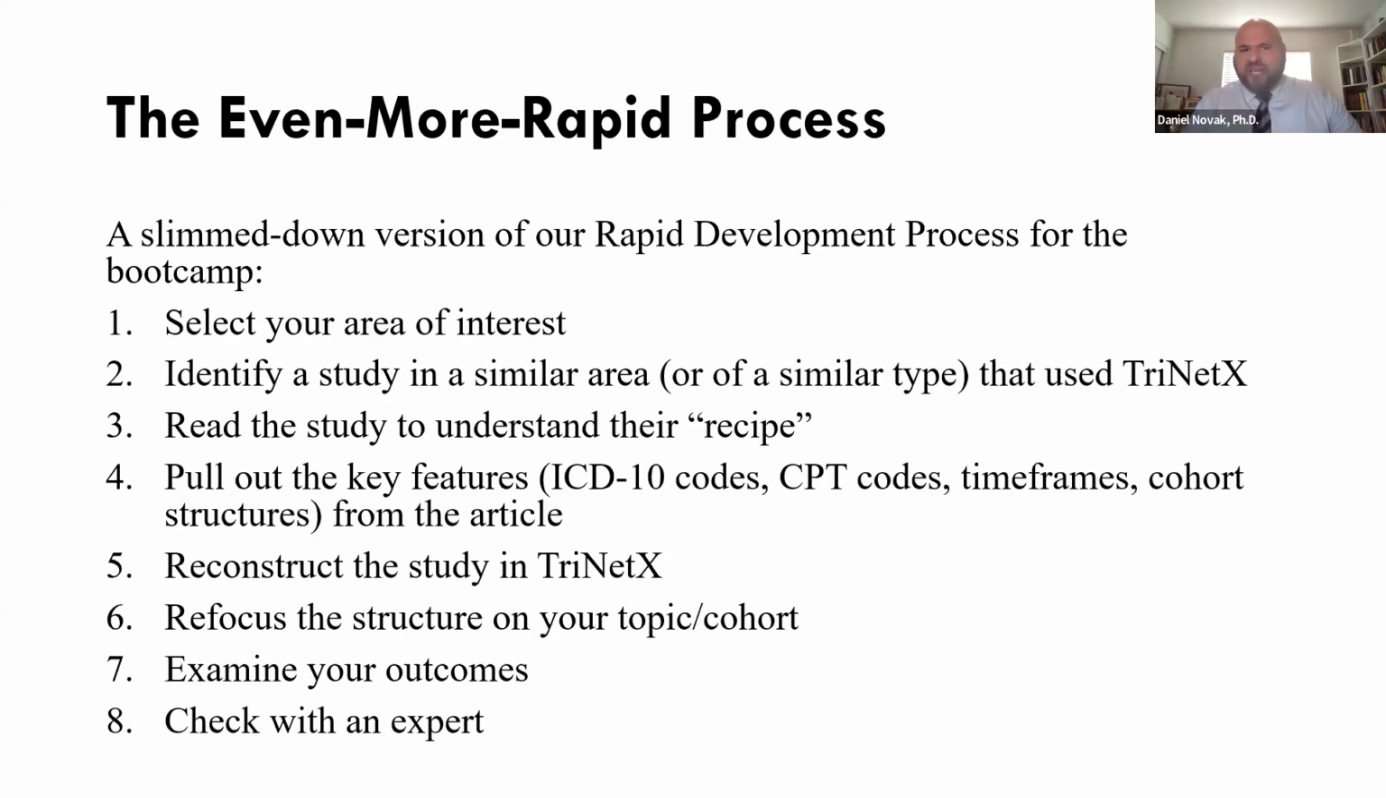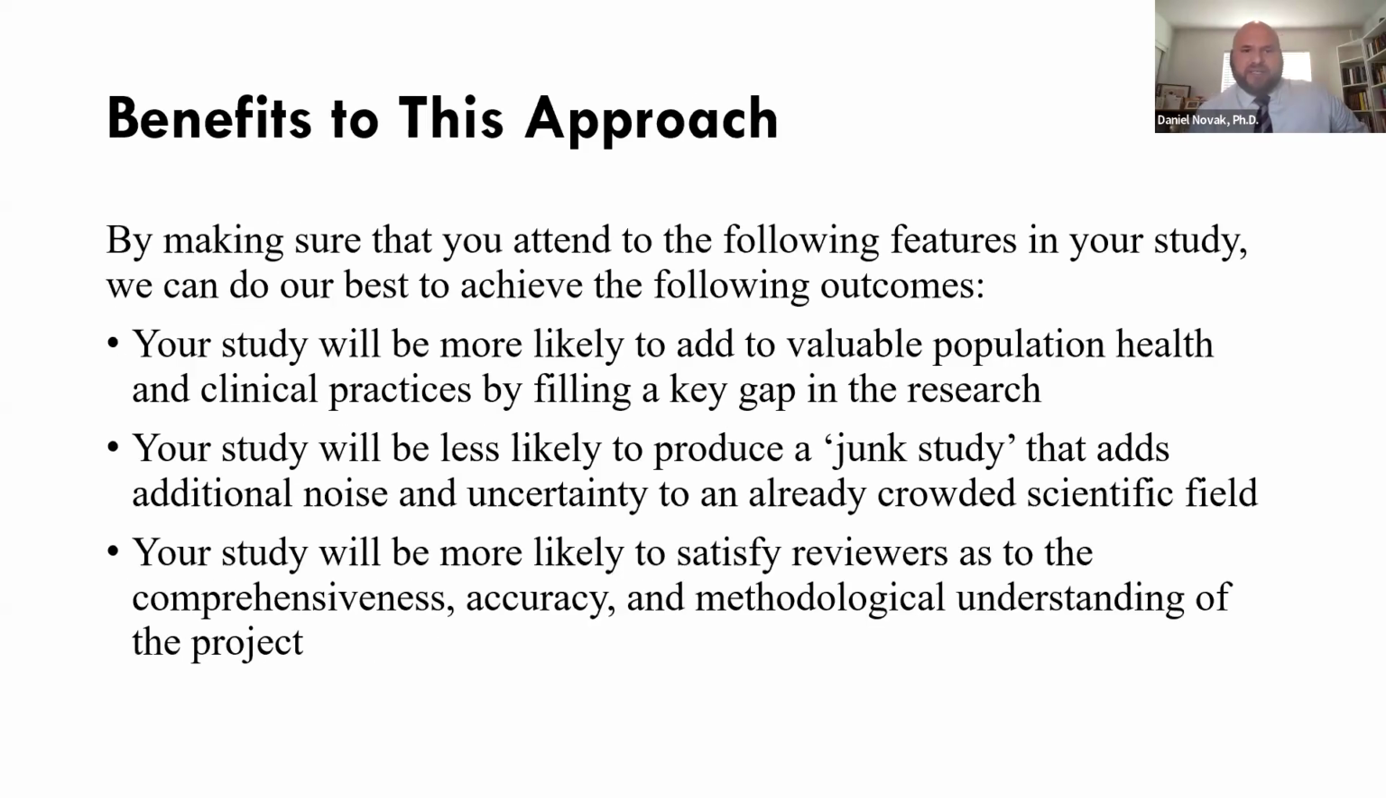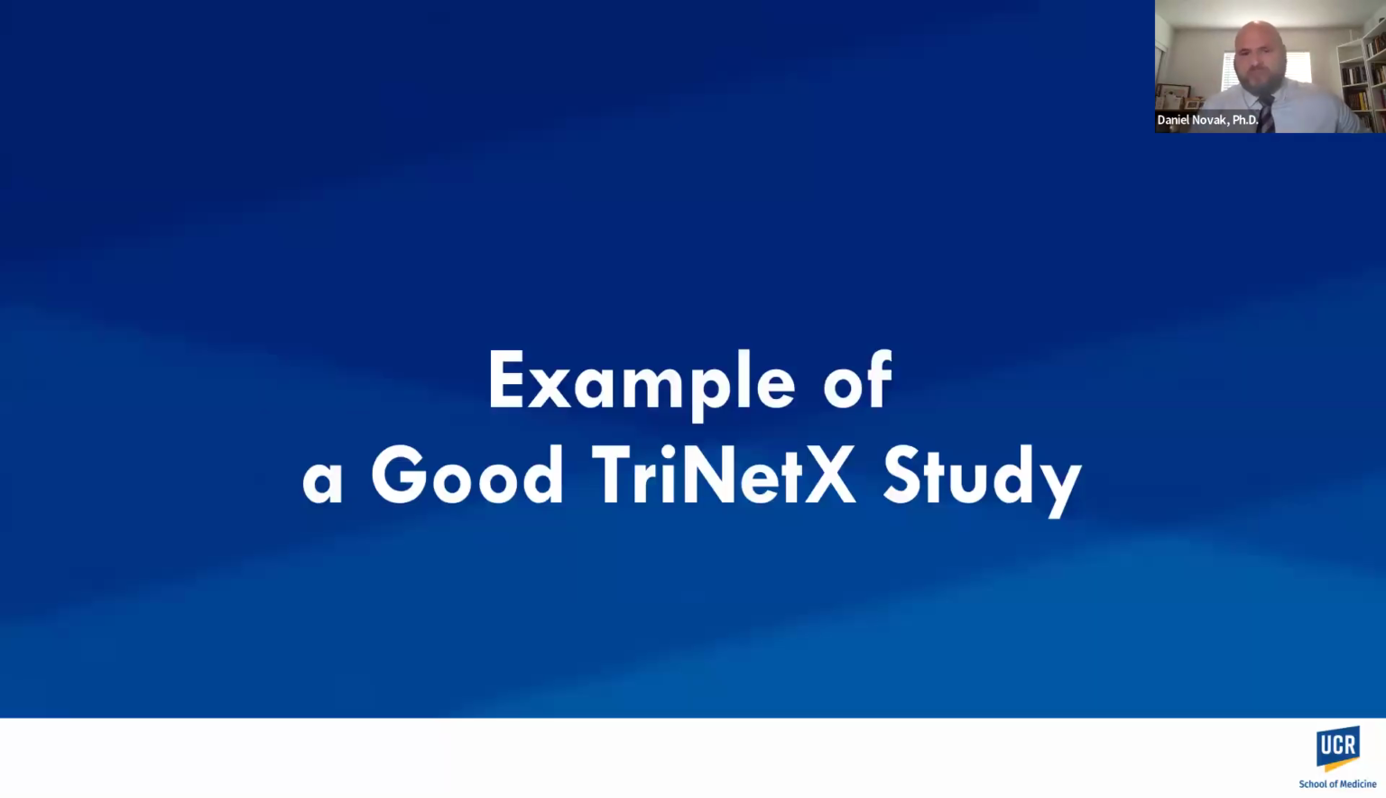That's, I think, a really rapid way to do a good quality study that's based on something that's already been peer reviewed. We're not just mindlessly replicating studies here. We're trying to find something that we can use as a good quality starting point. Benefits of this approach: your study will more likely be able to add valuable population health and clinical practices by filling a key gap. Studies are less likely to produce a junk study that just adds additional noise and uncertainty to an already crowded scientific field. And your study is more likely to satisfy reviewers as to the comprehensiveness, accuracy, and methodological understanding of the project, because ideally you'll be building from a study that's already been vetted enough to make it through peer review, so that you're building once again from a good recipe.